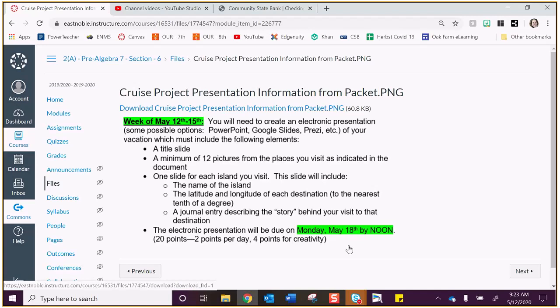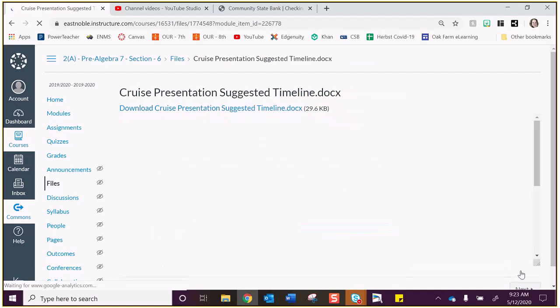20 points total for the presentation. This is another really good way to get your grade up. It's 2 points per day, and I don't mean Tuesday, Wednesday, Thursday, Friday. I mean 2 points per day of the cruise, and there were 8 days on the cruise. And then 4 points for creativity. So that's just some general information. If you want to access that, it will be available for you to look at all week.